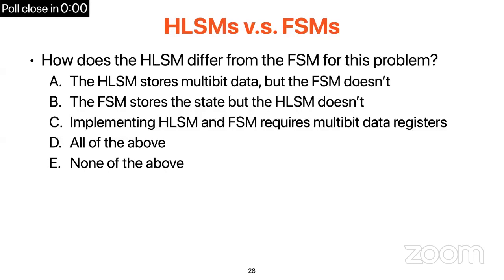So can I have someone explain what's the difference between a high-level state machine and a finite state machine? They are all state machines, but what's the difference between the two according to what you just learned from the textbook?